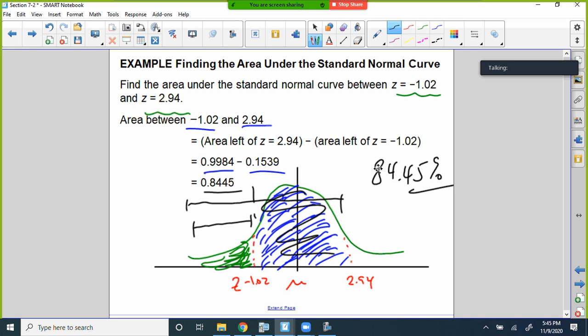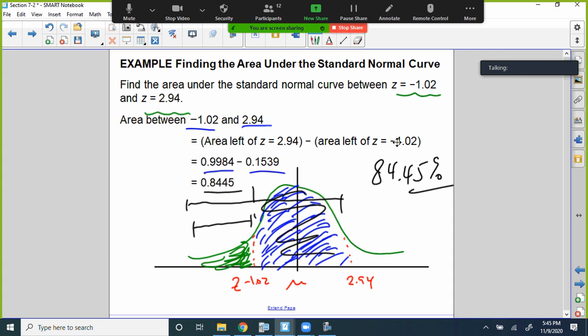So you're subtracting out the little bit of area right there at the tail on the left to get what you want in the blue. Okay. Any questions off of that? Is everybody good?